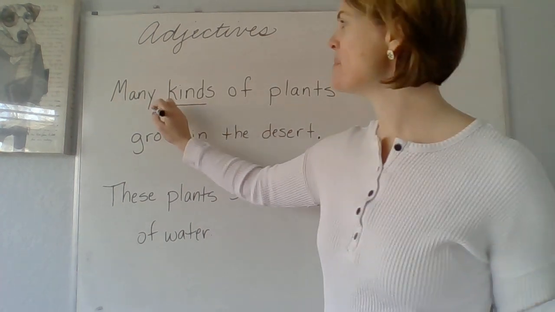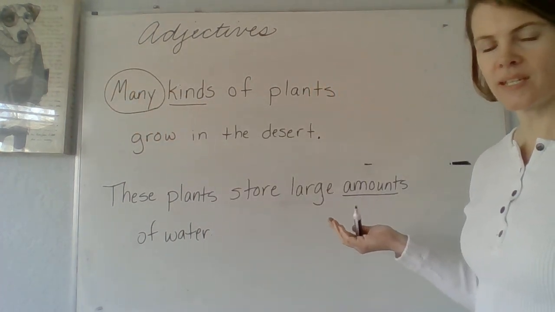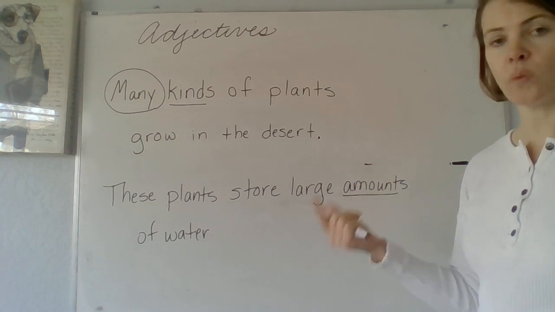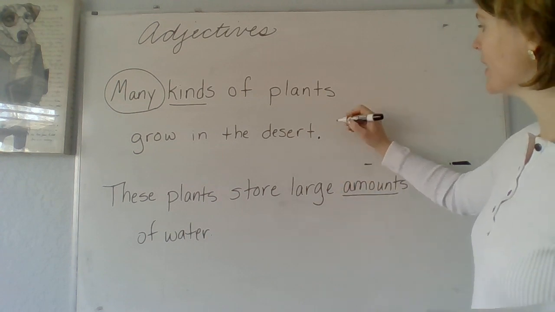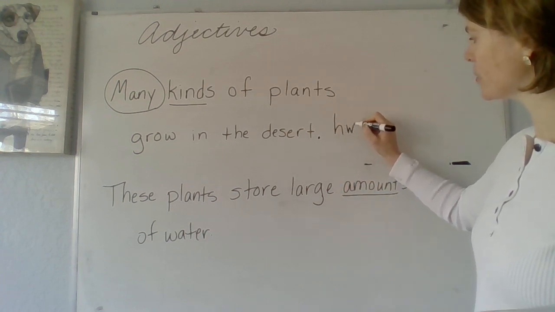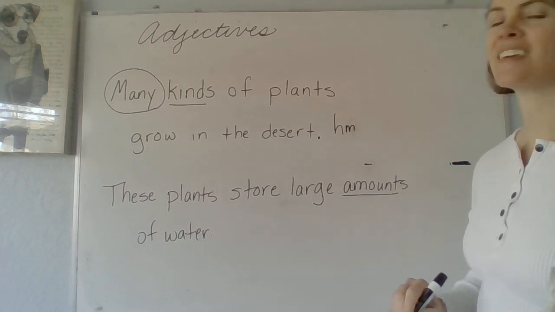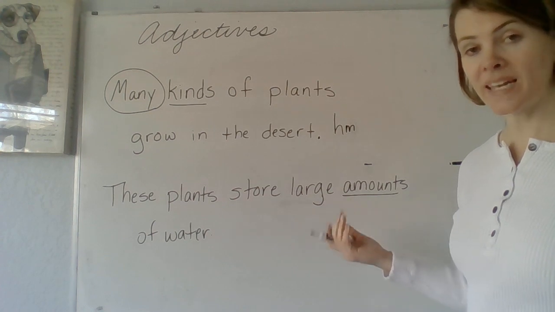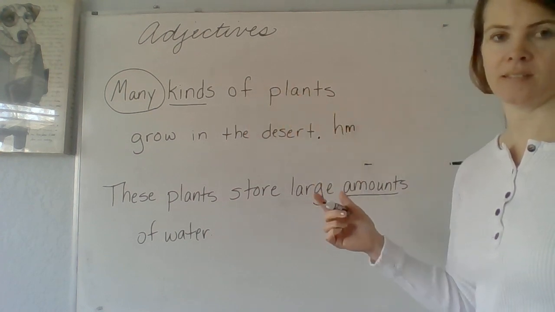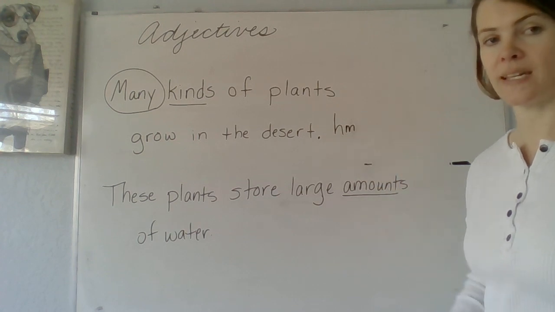You're right, many kinds. What question did that answer? Did it answer what kind, which one, or how many? If you said how many, I'm going to write HM for how many, you'd be correct. How many? Many kinds. How many kinds? So I'm going to write HM there to stand for how many. That's the question that it answered.